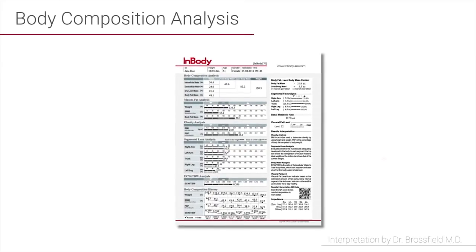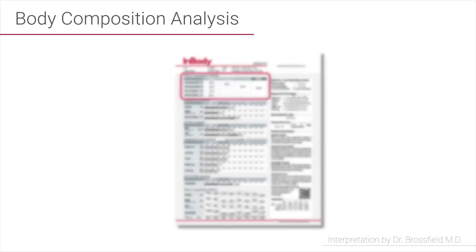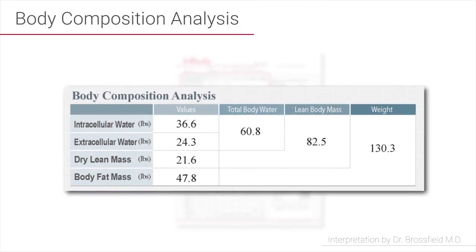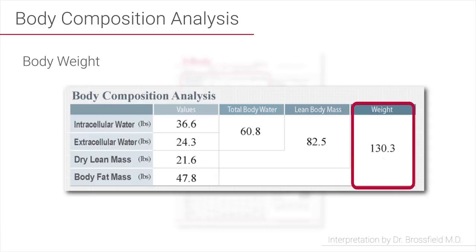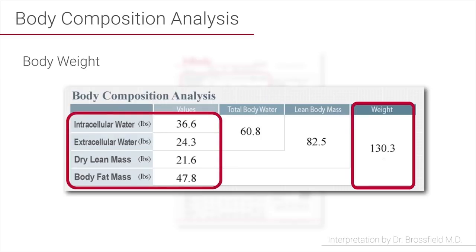If you start at the top of the sheet, there's a section called Body Composition Analysis, and you want to start there. Look to the right side of that section, and you're going to see your total body weight. Your total body weight is made up of all of these different compartments.